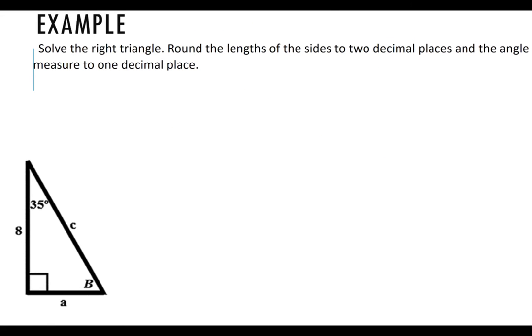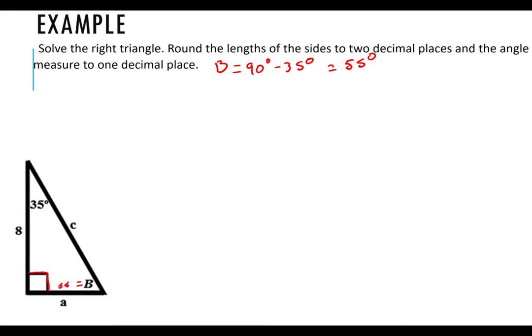So now we want to solve the right triangle. We want to round the lengths of the sides to 2 decimal places and the angle measure to 1 decimal place if necessary. And so let's actually first find our missing angle measurement, B. Well, what's B going to be? Well, remember that since we have a right triangle, I know that 35 degrees and B must be complementary. Complementary meaning they add up to be 90 degrees. So B must be 90 degrees minus 35 degrees. Thus, B is equal to 55 degrees, and there was no need to do any rounding.